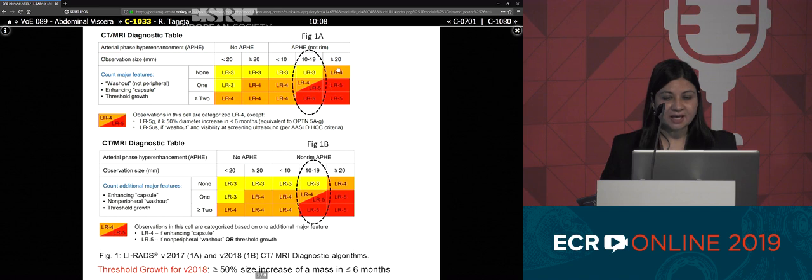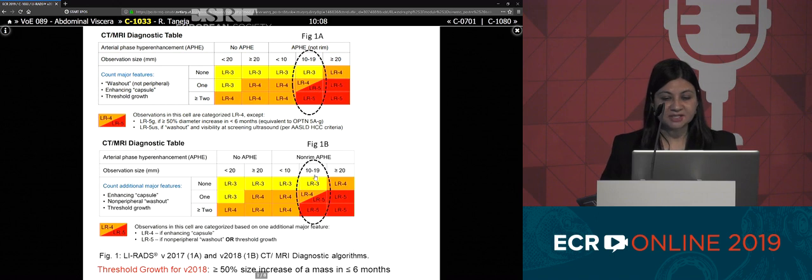In version 2017, if you look at this small little box here, this group, which is the LR5 observations, were the ones that showed one major feature and were called LR5 because either they demonstrated growth or were seen on screening ultrasound. This small little group is now being excluded from version 2018. So that's basically what happened in version 2018. This little box changed.